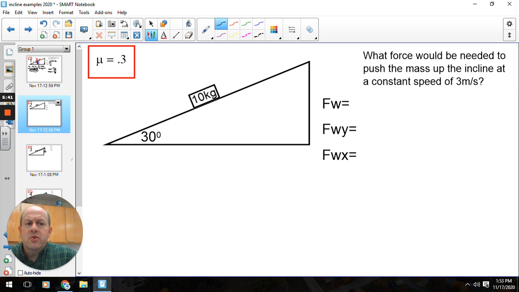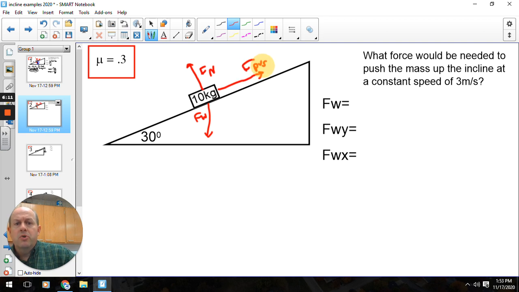This one, let's try and push it up the plane. So we want to know what force would be needed to push the mass up the inclined plane at a constant speed of 3 meters per second. So we have the same incline, we have the same mass, we have the same friction. So let's draw our forces in. So we're still going to have force weight straight down, force normal perpendicular. We're pushing up the plane, right? So we're going to have a force push.